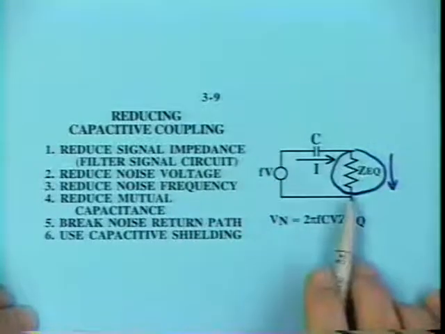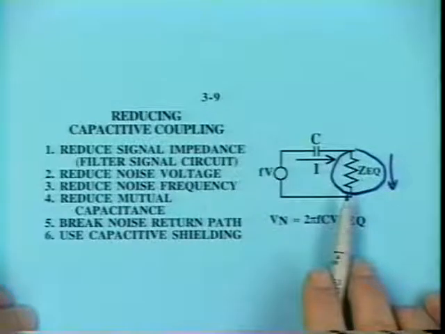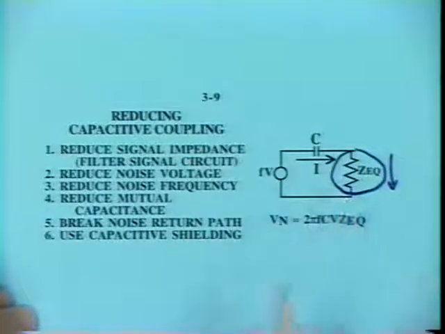Now, what we've got to remember is this impedance was selected in order for the circuit to operate in a particular manner. This is our signal impedance. Maybe we don't want to reduce the impedance. Maybe that's going to have an adverse effect on the signal. So possibly we want to reduce this impedance at the noise frequency but not the signal frequency.